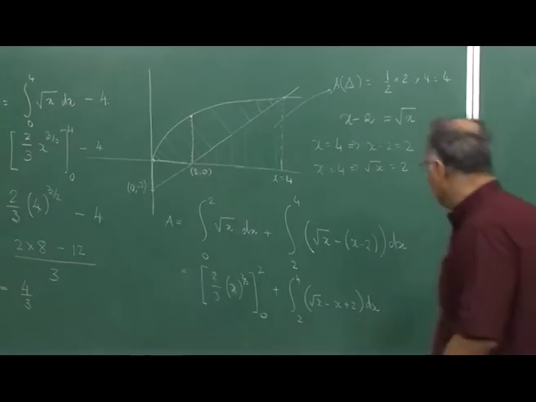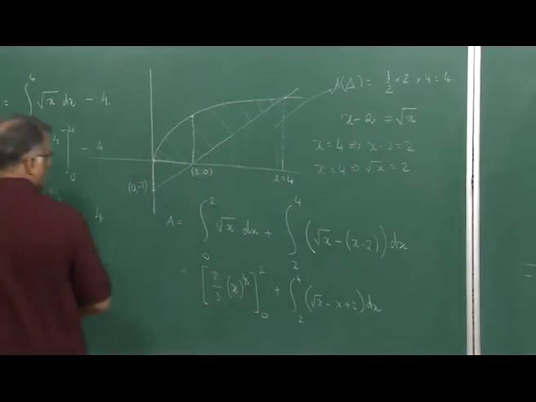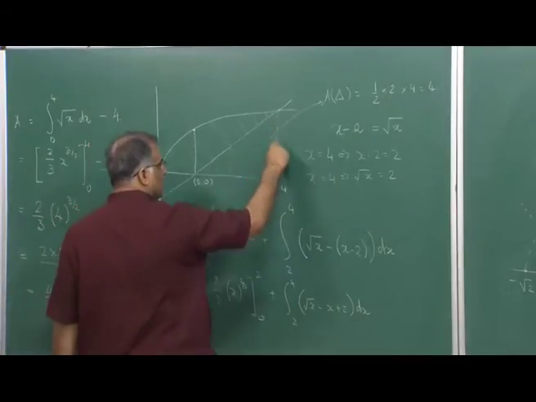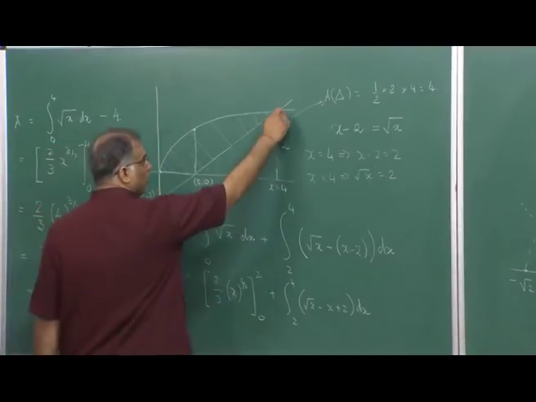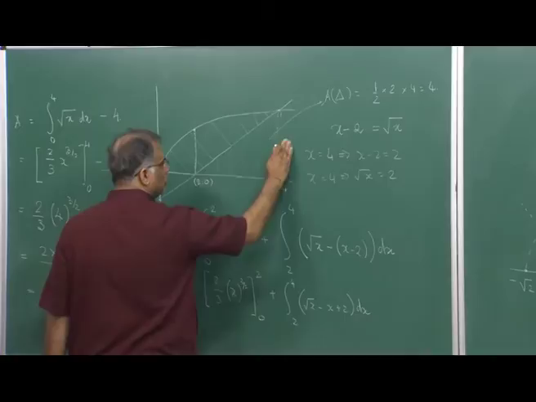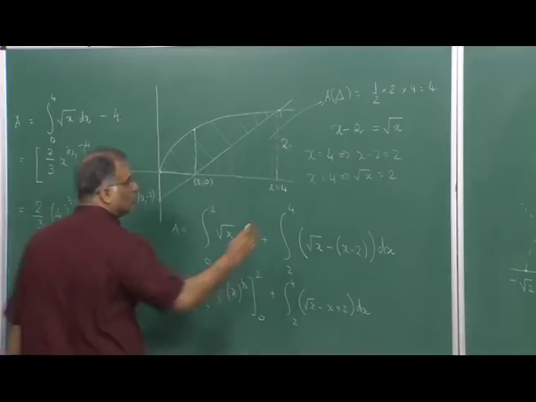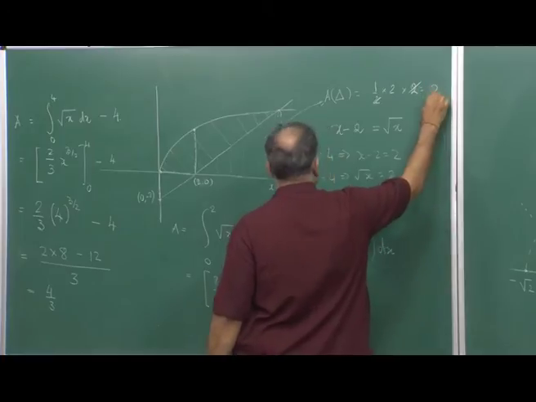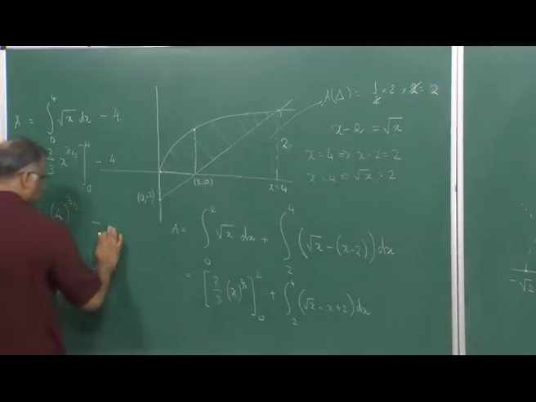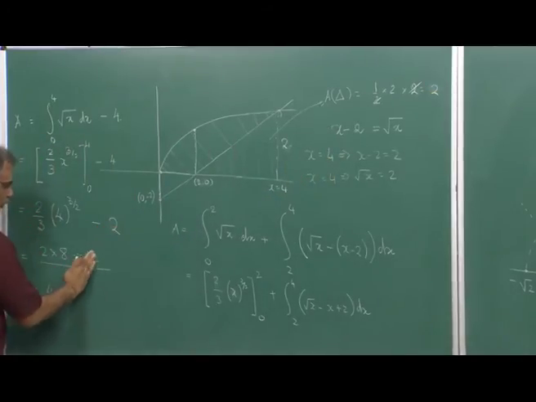That is a mistake. The answer is correct. This height is not 4. This height is actually 2, because it is root of x. So this height is 2, and the triangle's area is 2. I told you, some calculation mistake. 2 into 8 is 16, minus 3 into 2, which is 6. 16 minus 6 is 10, so 10 by 3.